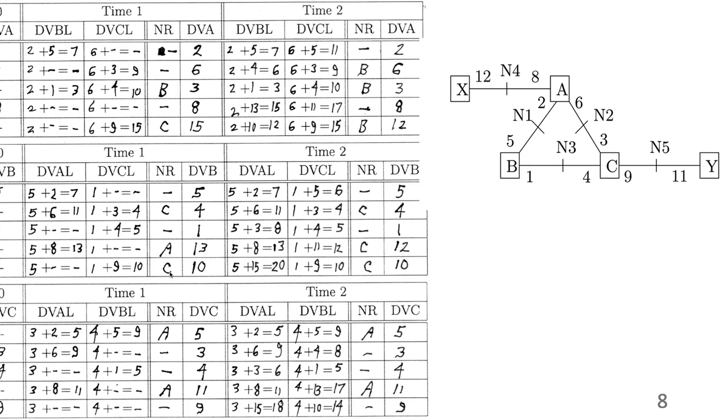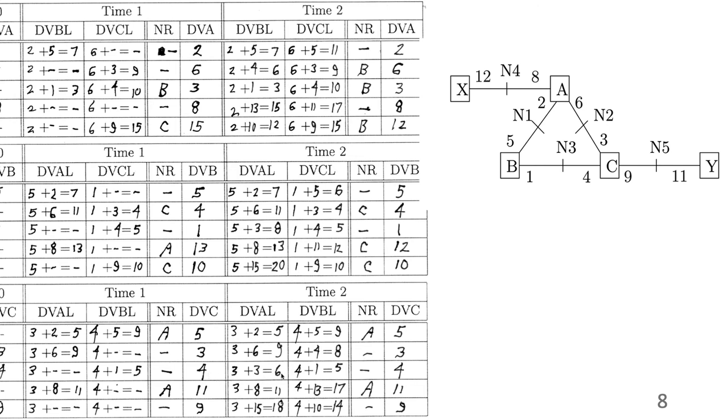Router C, the minimum of 10, 20, and 10 is 10, and C remains the next router. On the last line, 5, 5, 9, the minimum is 5, A remains as the next router. The minimum among 3, 9, and 8 is 3, there's no next router.